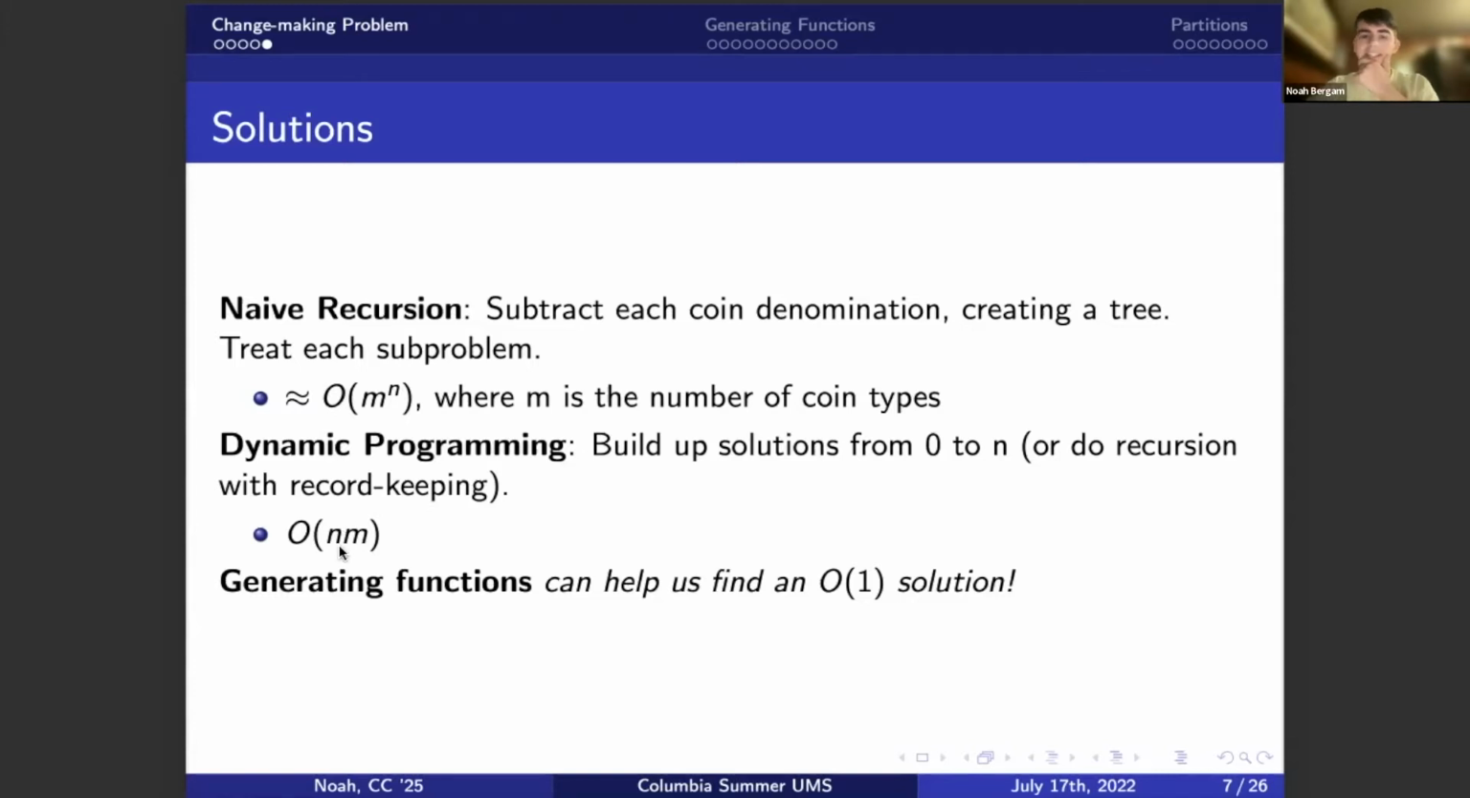But what's really fascinating is that if we use this technique of generating functions, which was talked about in an earlier lecture, we can actually arrive at a constant time solution, which is something you don't usually find in these kinds of problems. And it's really fascinating how you get there. So the main focus of this talk is really solving that problem.